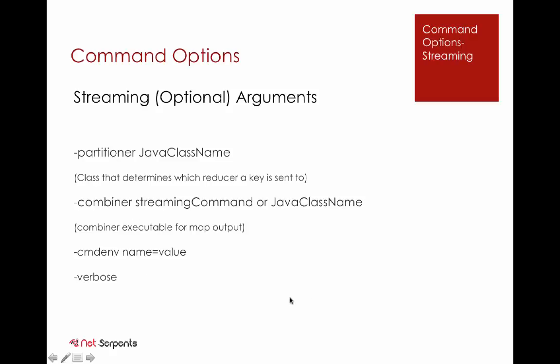And then there are some other commands. For example, verbose will give you a lot more information as the command runs. Command env, name equals value, in case you want to change the default configuration parameters with which we are supplying the streaming command.